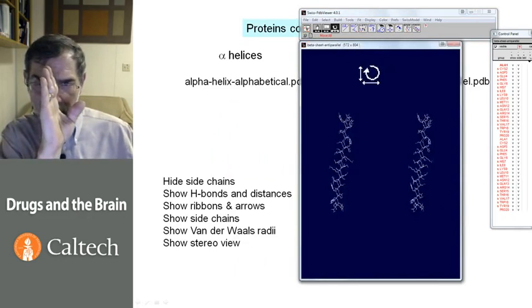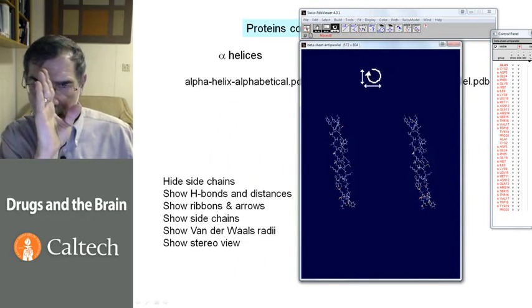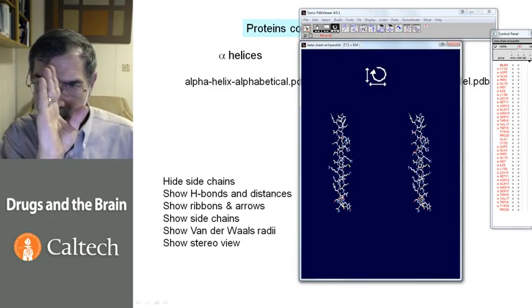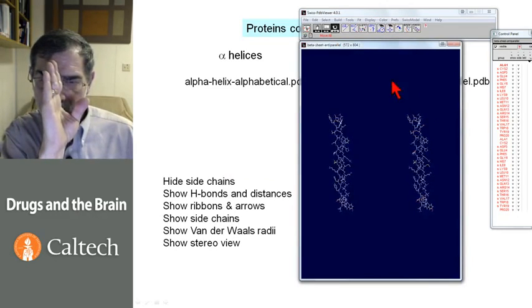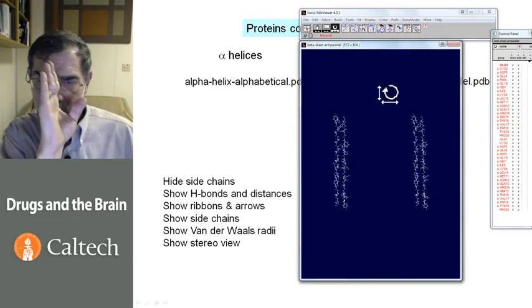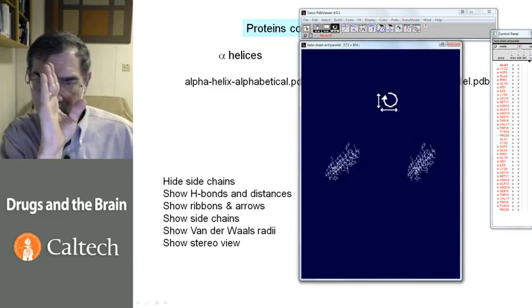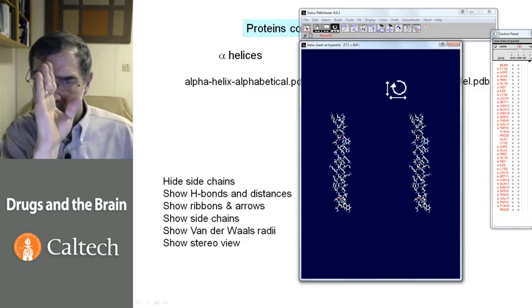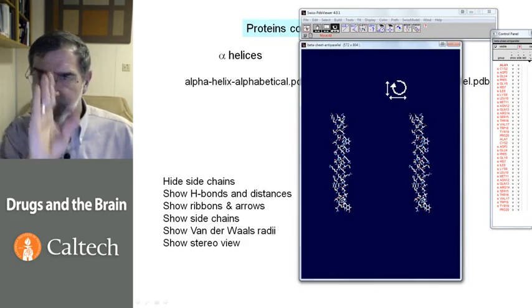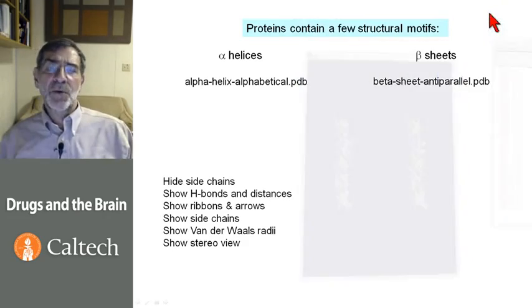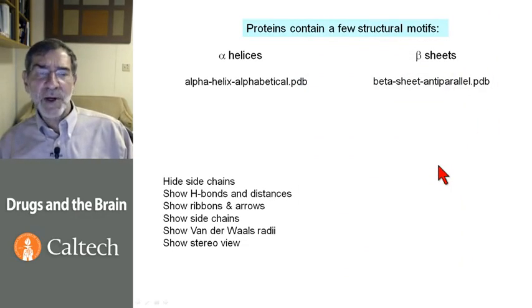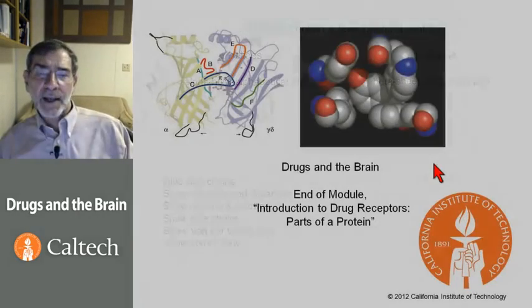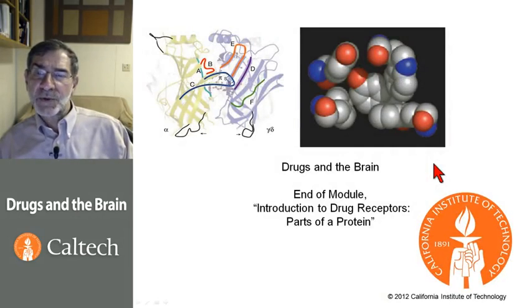Let's see if we can now put our eyes together and see the stereo. Well, I can see it, and I hope that you can also. And we have a nice view of the protein rotating around in 3 dimensions. You can do this on your own screen when you download various structure files. All right, so we have shown you the basic parts of a protein, and next time we'll do a little more about receptors as proteins.